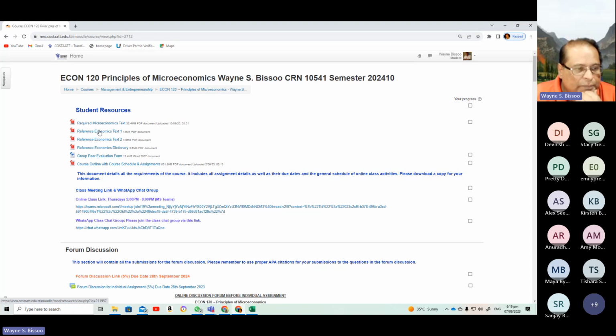Okay, so you have a couple of textbooks here for use. The required one is the first one, and all the others are also useful for you to be able to read through and get some additional information. There's a reference dictionary, an economic dictionary that's there for your use as well. And we have a group pair evaluation form that's only going to be used based upon what happens in relation to certain things.